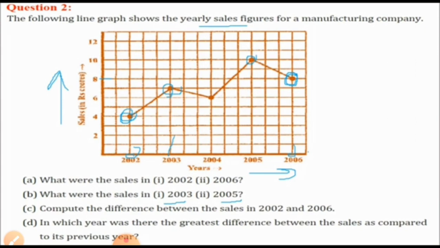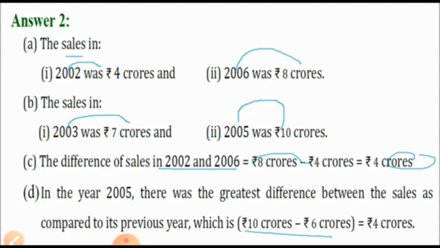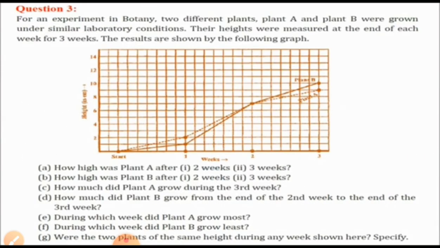Now according to that, we can answer the questions. What were the sales in 2002 and 2006? Yes, 4 and 8, correct. 4 crore and 8 crore, correct answer. Sales in 2003 were 7 crore and in 2005 it is 10 crore. The difference of sales in 2005 and 2004 is 4 crore: 10 crores minus 6 crores gives 4 crores. Easy? So from the graph we can give the answer.